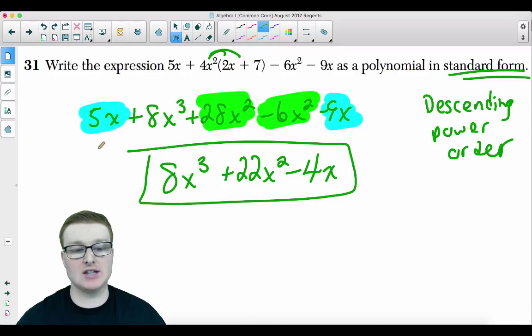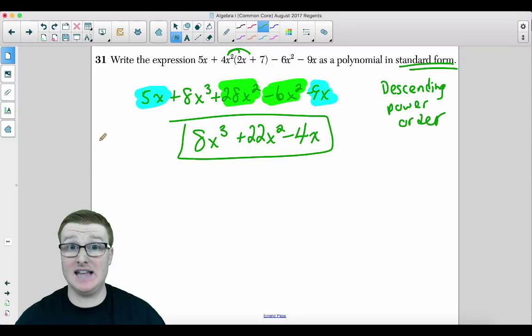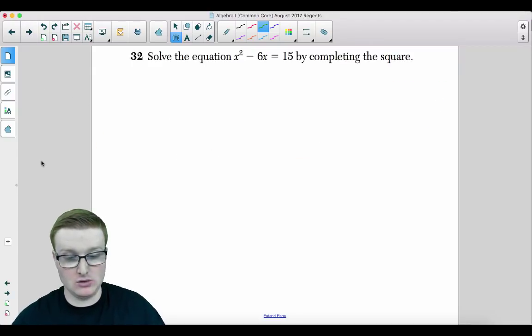That, ladies and gentlemen, is your answer. 8x to the third plus 22x squared minus 4x. That is in standard form. Moving on to number 32, last of the part 2.